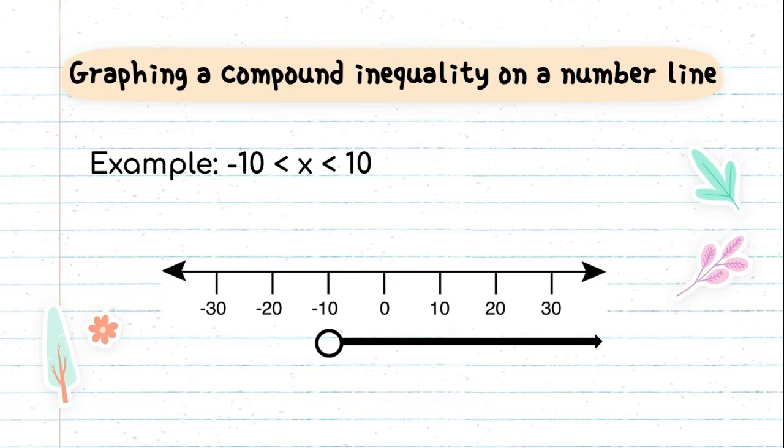Our second number is 10, and we're going to plot another open circle below 10. And this time, x is going to be less than 10, so we're going to form an arrow going to the left direction.